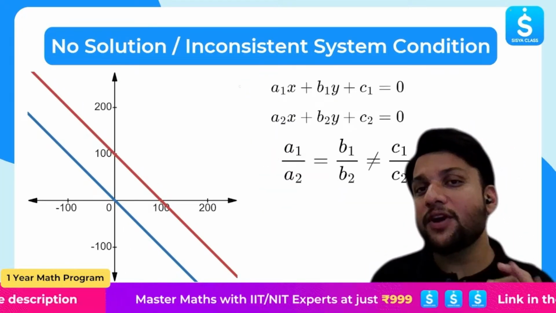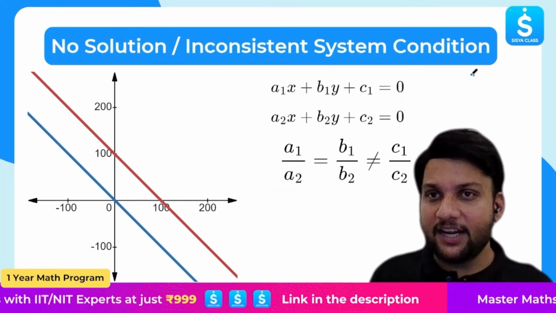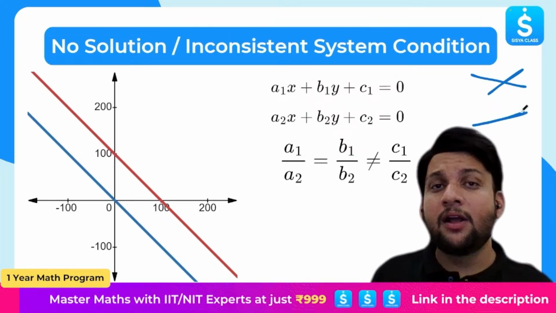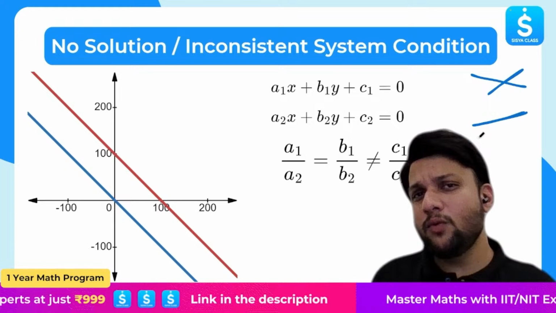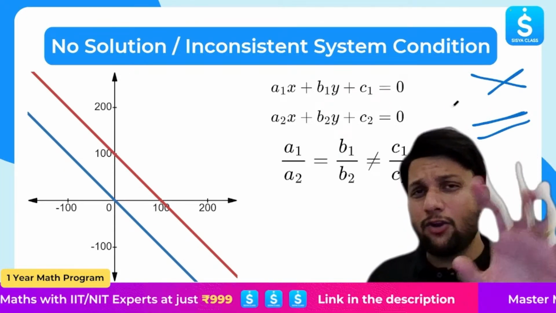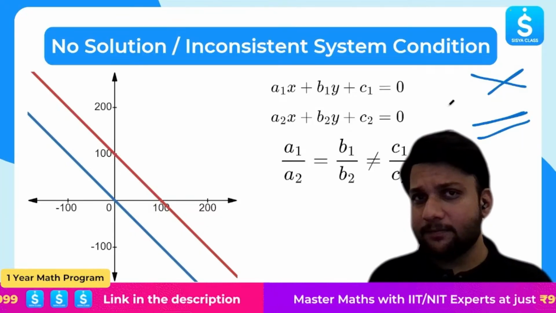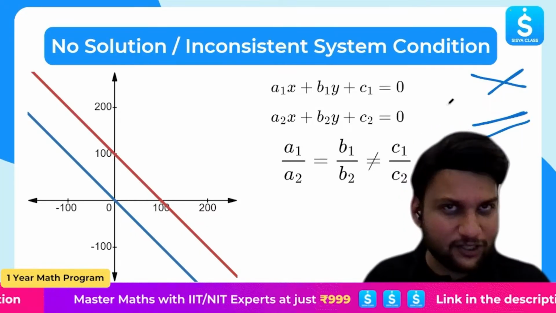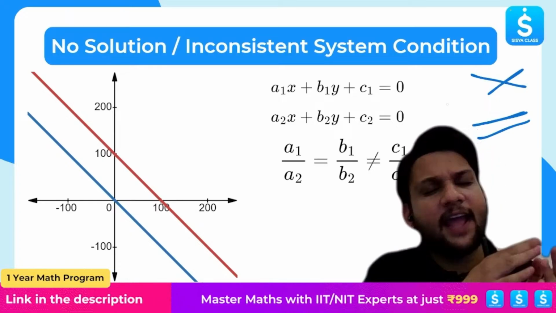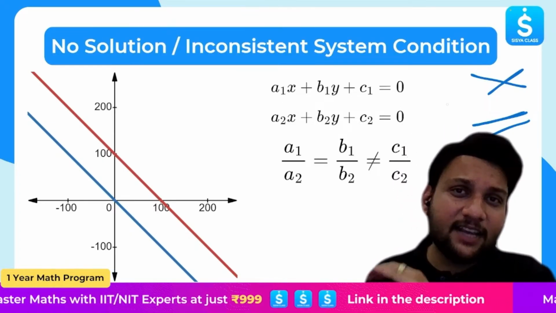But we have one more condition, right? One condition is lines intersecting. Another is when our lines are coincident to each other. But what if we have two lines which are parallel to each other? Tell me, can two parallel lines ever meet? No, that is what the definition of parallel lines is. When do we say two lines are parallel? When they have the same distance between them. That is, they will never meet.